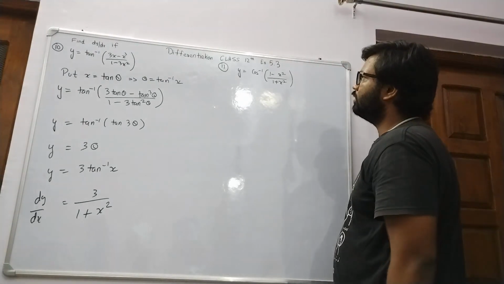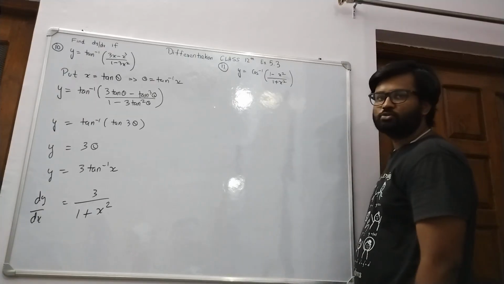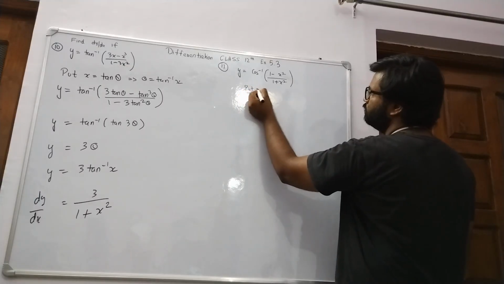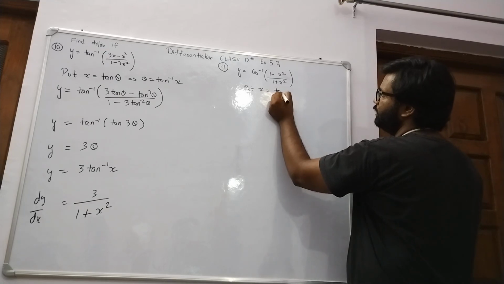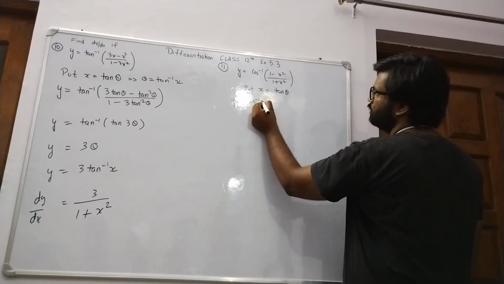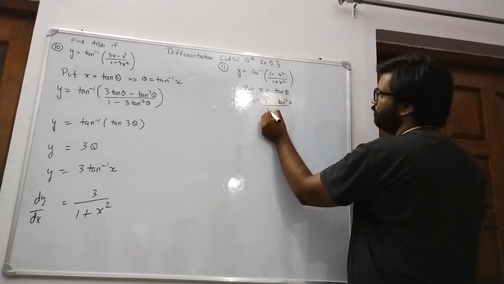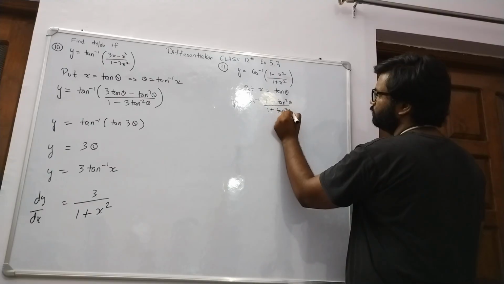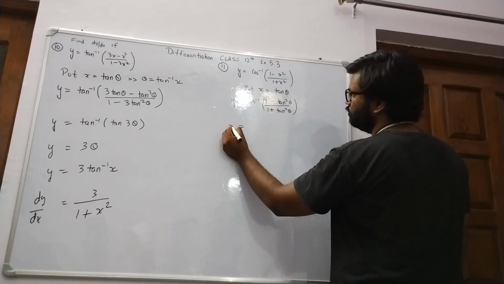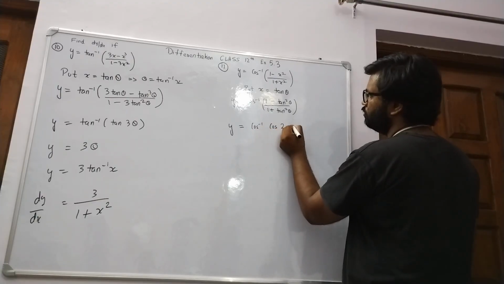Okay, now let's go to question number 11. In this question it is given y is equal to cos inverse 1 minus x square upon 1 plus x square. Now here we will again put x is equal to tan theta. So y is equal to cos inverse 1 minus tan square theta upon 1 plus tan square theta. So we will get y is equal to cos inverse cos 2 theta.